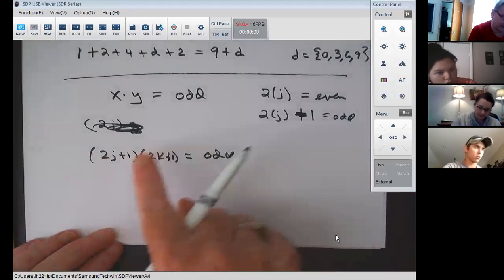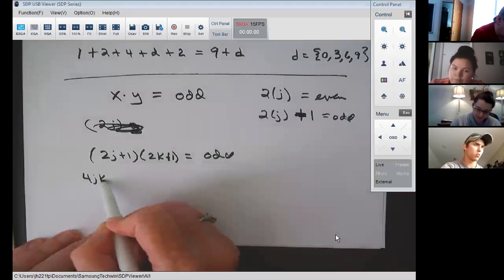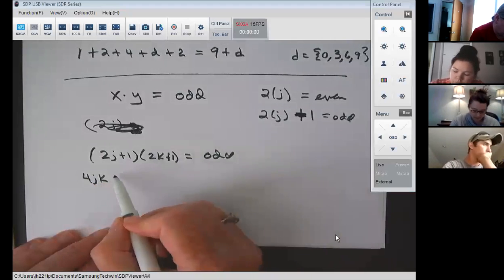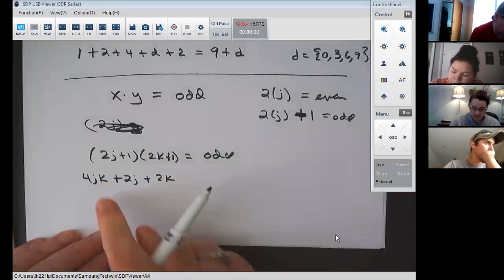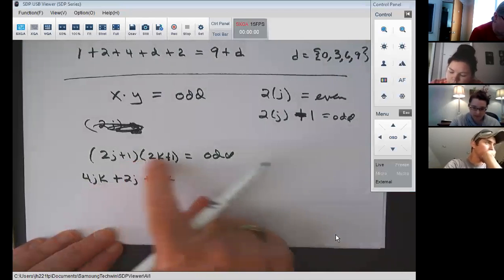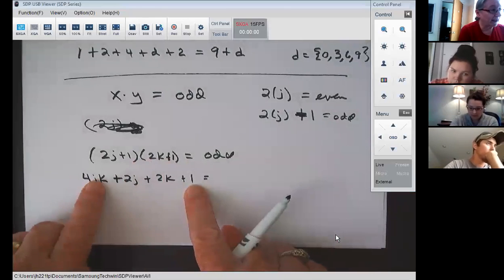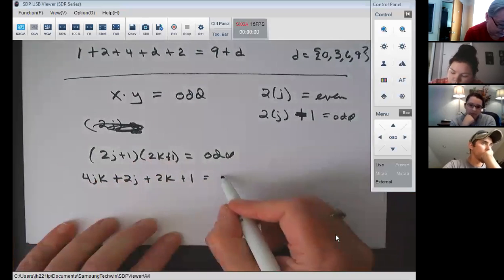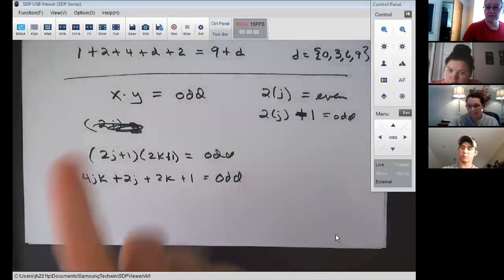If I foiled this out, 2j times 2k would be 4jk. Because 4 is even, this term is an even term. Then you'd have 2j times 1, so you'd have 2j, and then you'd have 2k. So these terms are an even term, an even term, an even term, but then the 1 times 1 gives you 1, and that forces this to be odd, because you've got an even plus an even plus an even, and then the 1 makes it odd. So it turns out that you have to have two odds to get an odd.